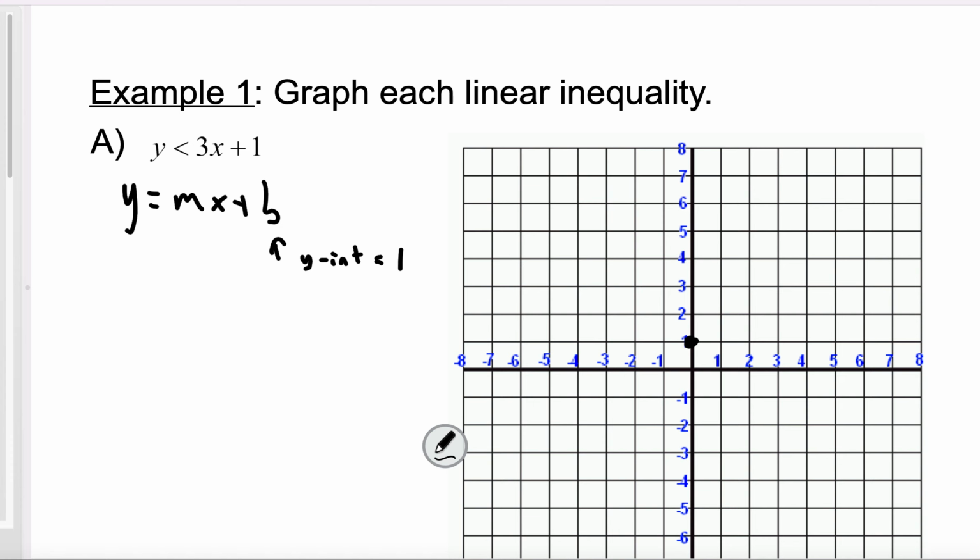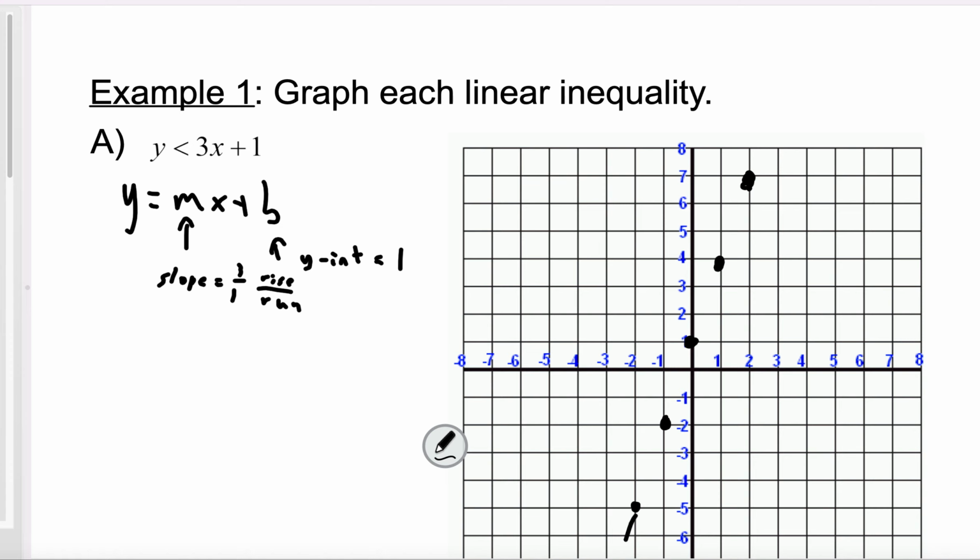And then our slope here is 3. Slope equals 3 over 1, so that's rise over run. From that point, I'm going to rise 3, 1, 2, 3, and run 1 to the right. And then I'm going to keep going in the opposite direction. So now I'm going to come down 3 and run 1 to the left.